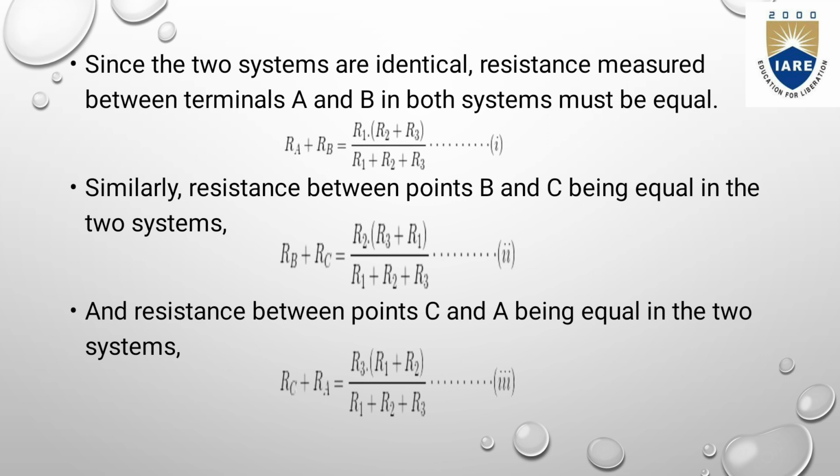Similarly, resistance between points B and C being equal in the two systems, RB plus RC is equal to R2 into R3 plus R2 into R1 by R1 plus R2 plus R3. This is equation number 2. And resistance between points C and A being equal in the two systems, we get RC plus RA is equal to R3 into R1 plus R3 into R2 by R1 plus R2 plus R3. So this will be our equation 3. So here in this slide we got equation 1, equation 2, equation 3.